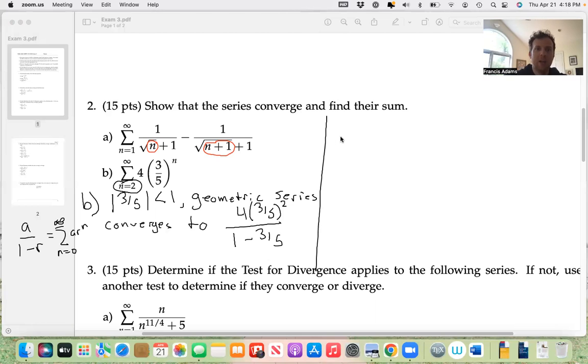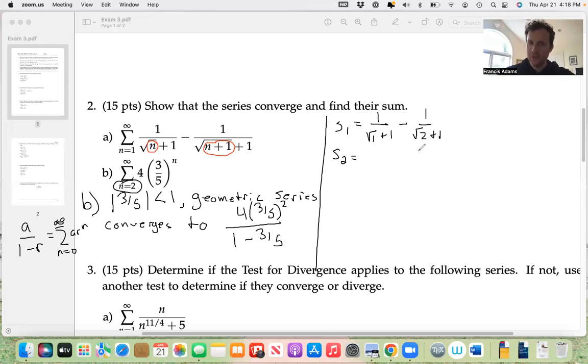So when it's telescoping, this starts by actually writing out what these partial sums look like. And so S1, and here, this is another place you want to check. We're starting at 1, so that's the first number that we use here. If we put in 1, and this first one is just the first term, this is 1 over the square root of 1 plus 1 minus 1 over the square root of 2 plus 1.